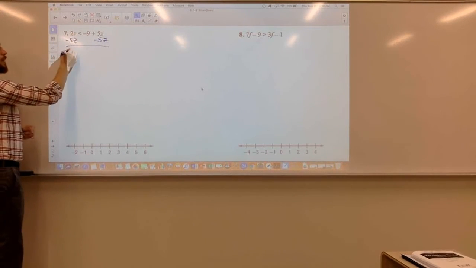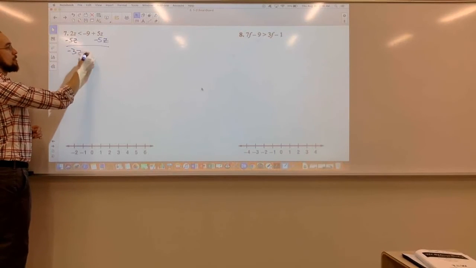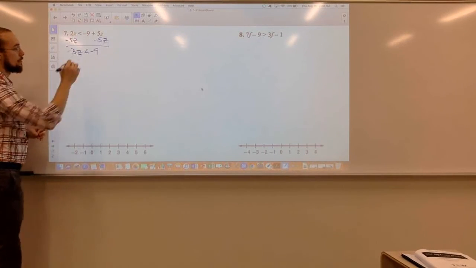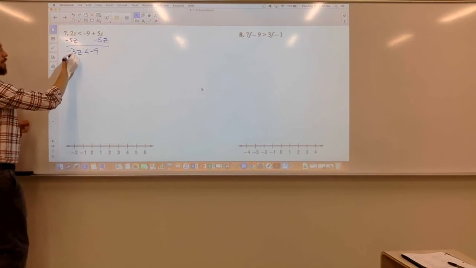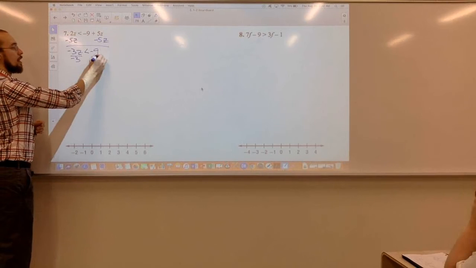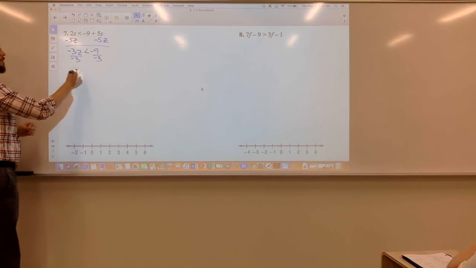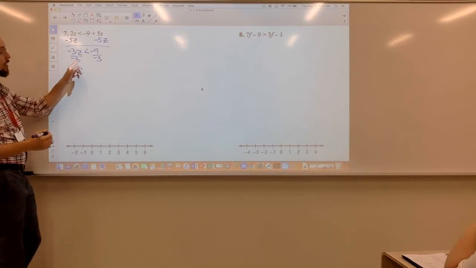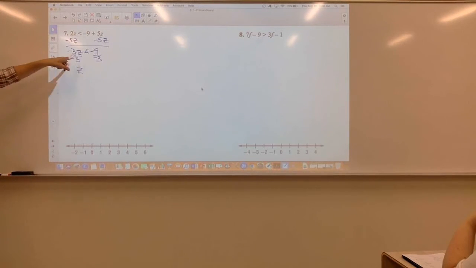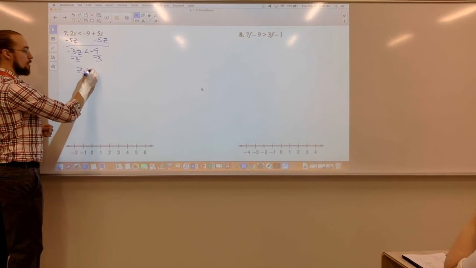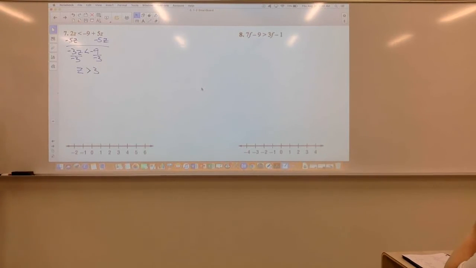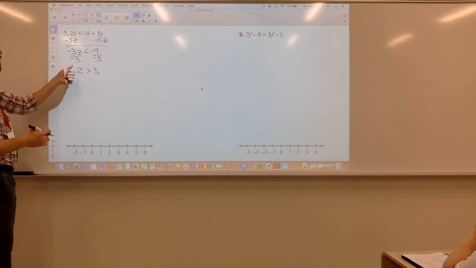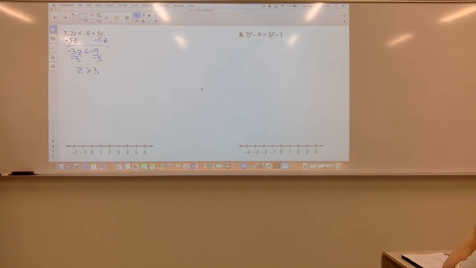And 2z minus 5z will give me negative 3z is less than negative 9. So now to get z by itself, I'm going to divide both sides by that negative 3. Okay? So I'm dividing by a negative number here. I need to flip the inequality. Negative 9 divided by negative 3 is a positive 3. So this is an instance where I needed to flip the inequality because I was dividing by a negative number.